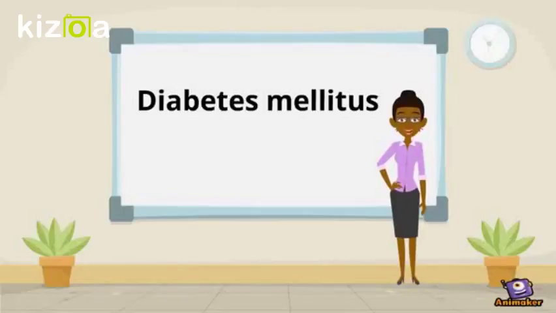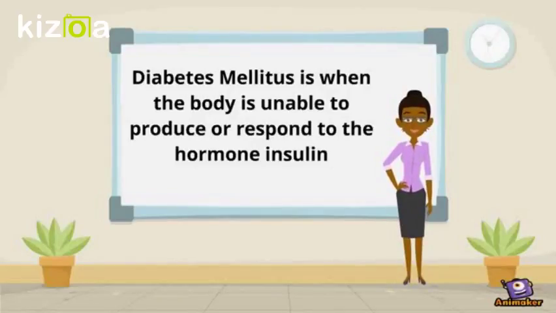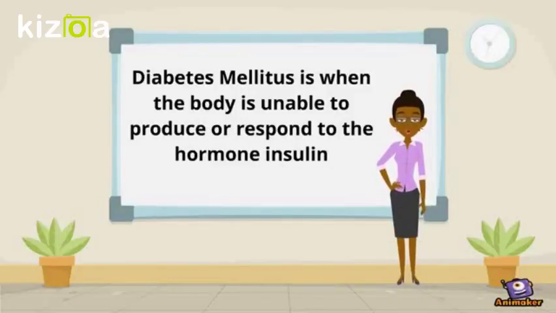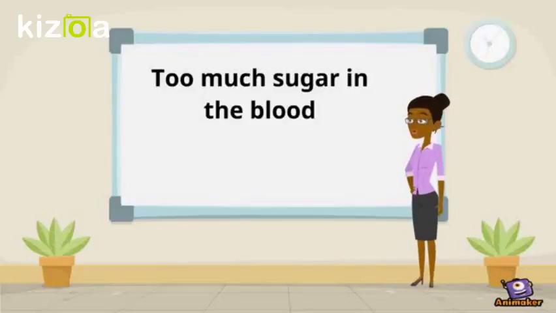Today we will be talking about diabetes mellitus. Diabetes mellitus is when the body is unable to produce or respond to the hormone insulin. In this case, there is an abnormal metabolism. Carbohydrates and the level of glucose will be elevated in the blood and urine. Basically, it's when there's too much sugar in the bloodstream.